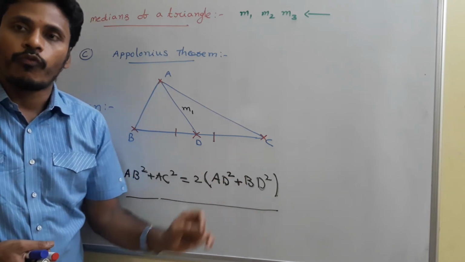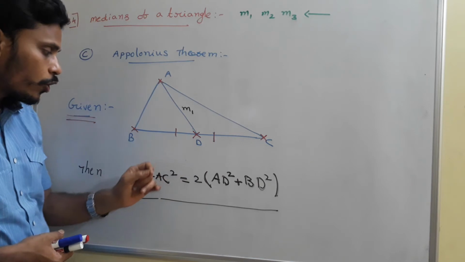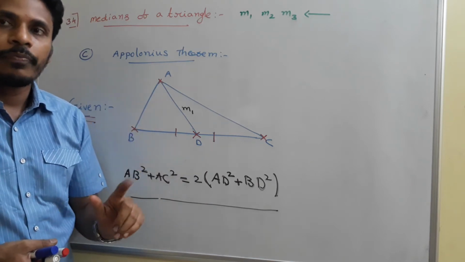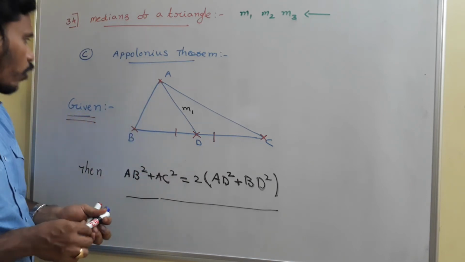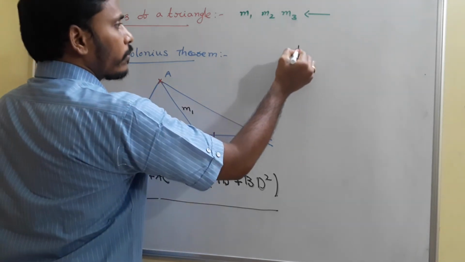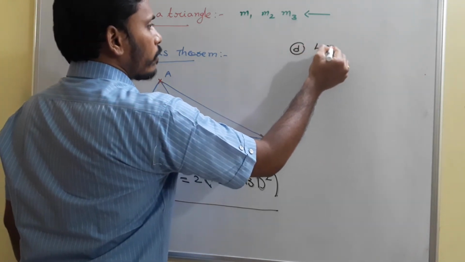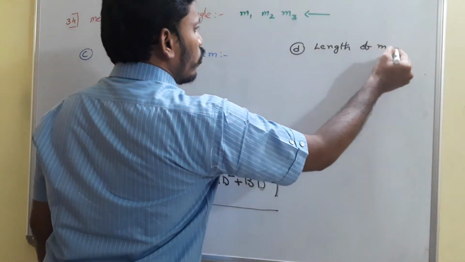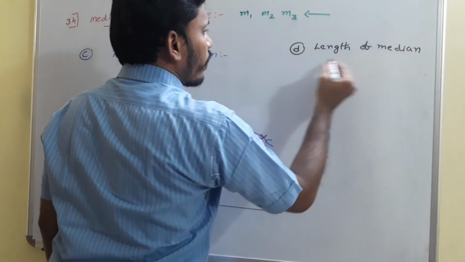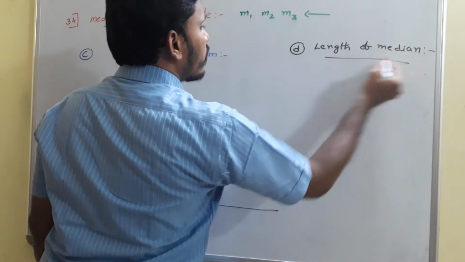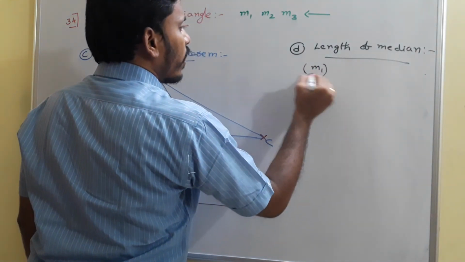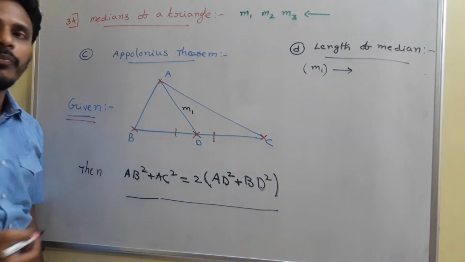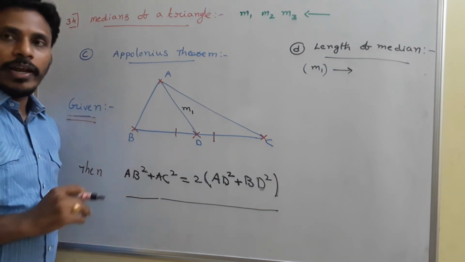Now we are going to find the length of the median using this Apollonius theorem. Just look at how to find the length of the median. There are three medians as I mentioned. First of all, I will find the length of M1, and then similarly we will write the formula for M2 and M3 also. So my target is to find M1 now.